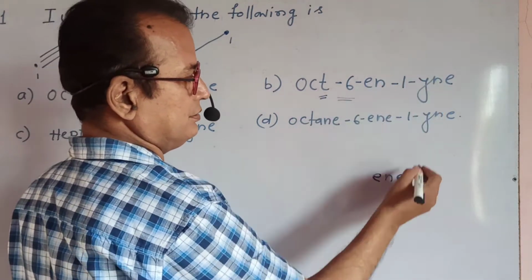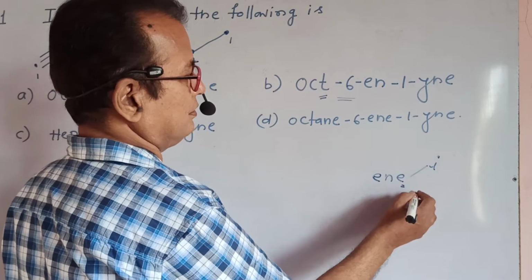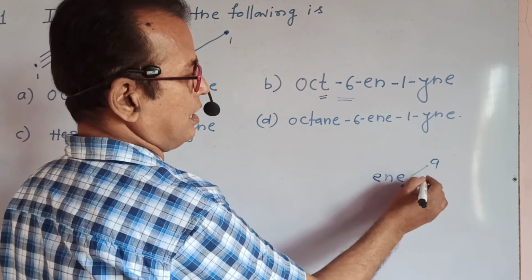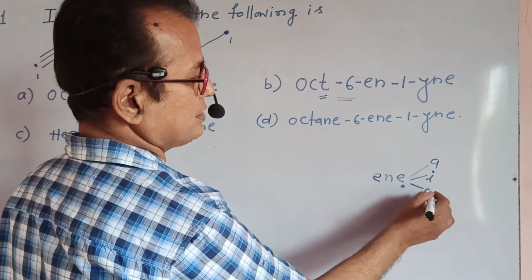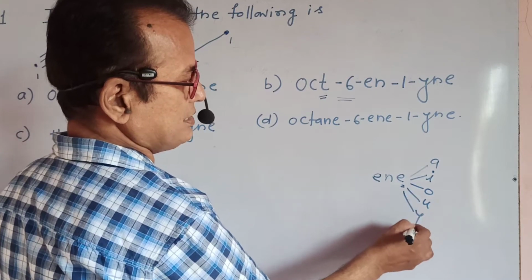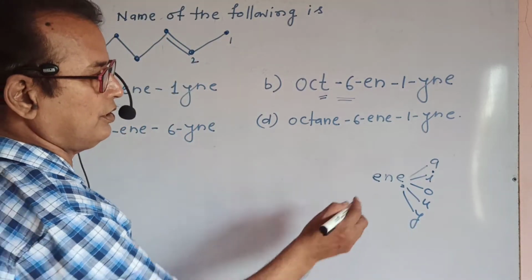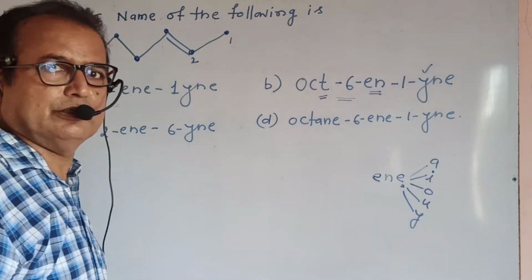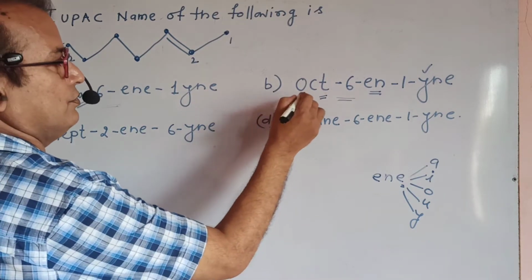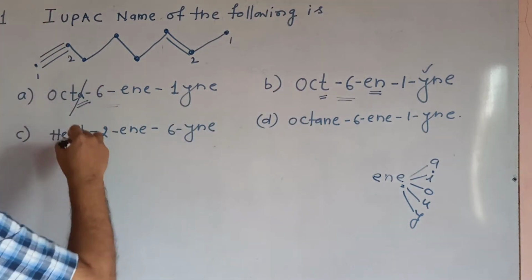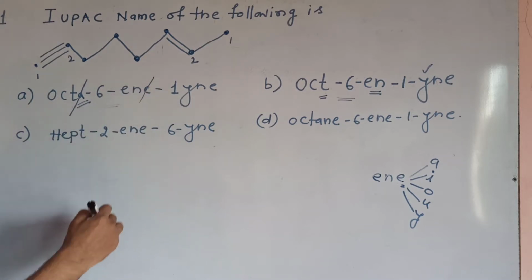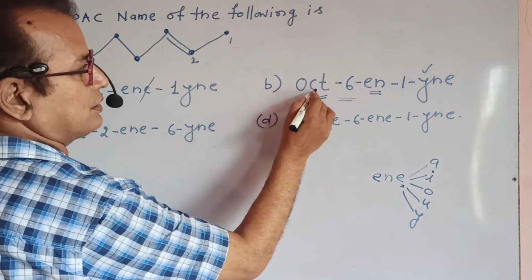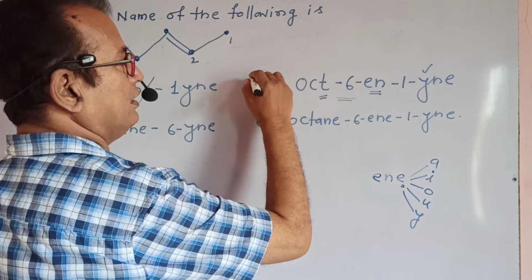in front of E. If I is there, A is there, I is there, O is there, U is there, and Y is there, then do not write E, only en. In front of E there is a Y, in front of E there is a Y. So this is not and this is not. Two names are correct, but the writing method is somewhat different. Oct-6-en-1-yne is our answer.